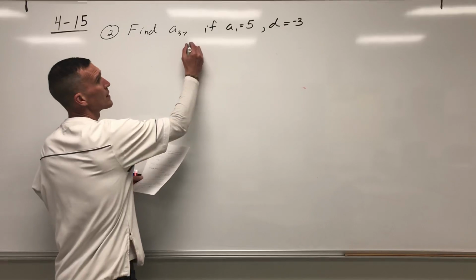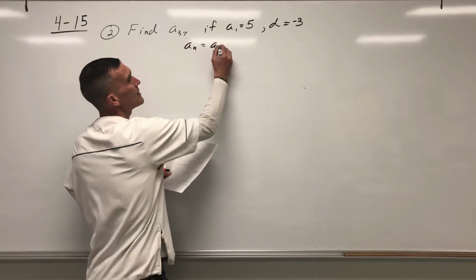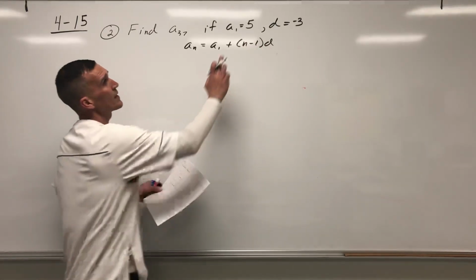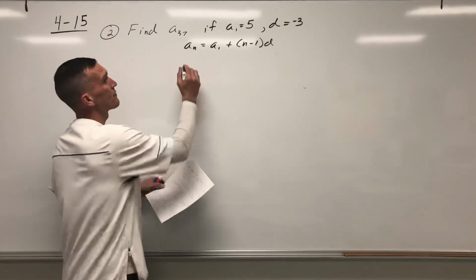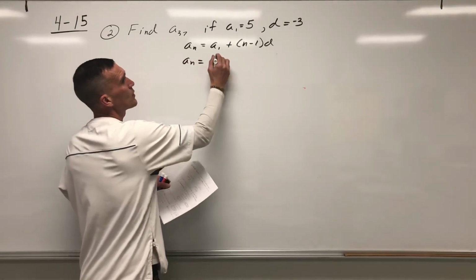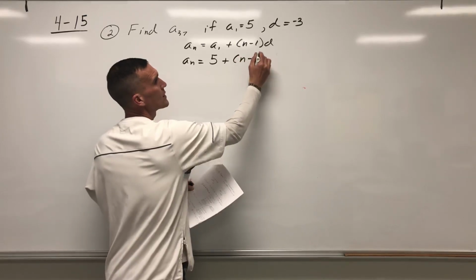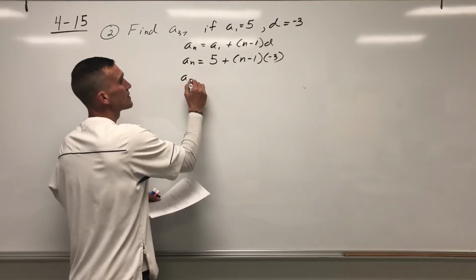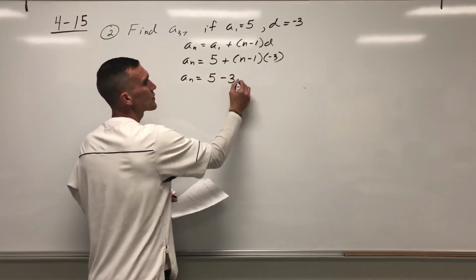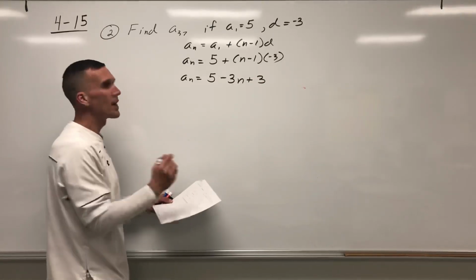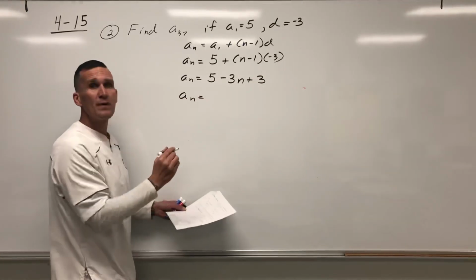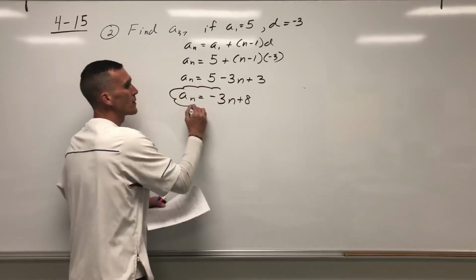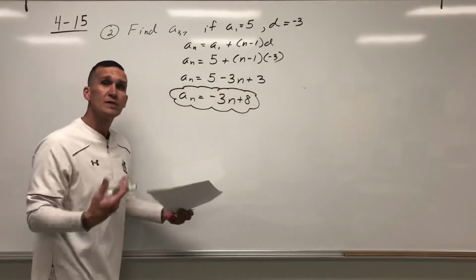I would set up my formula. A sub n equals a sub 1 plus quantity n minus 1 times the difference. I would plug in my a sub 1 and my common difference. A sub n equals 5 plus quantity n minus 1 times -3. I always distribute my common difference. A sub n is equal to 5 minus 3n plus 3. Combine like terms, and I prefer to put my variable first. So -3n plus 8.